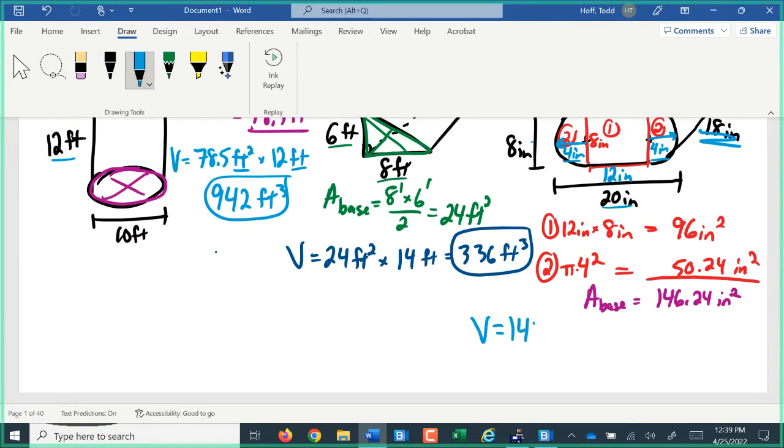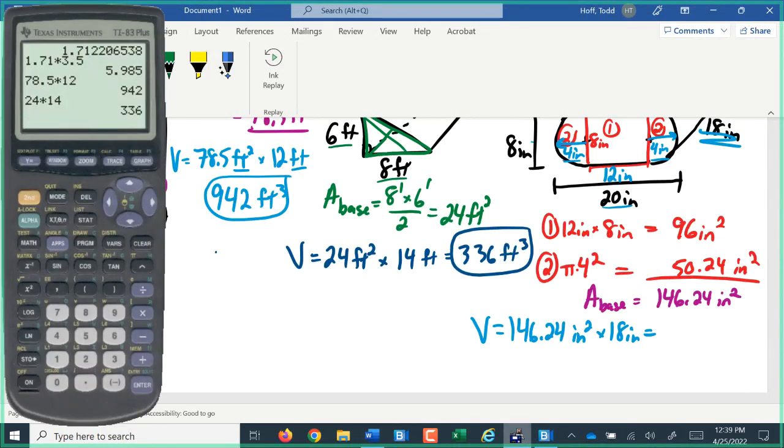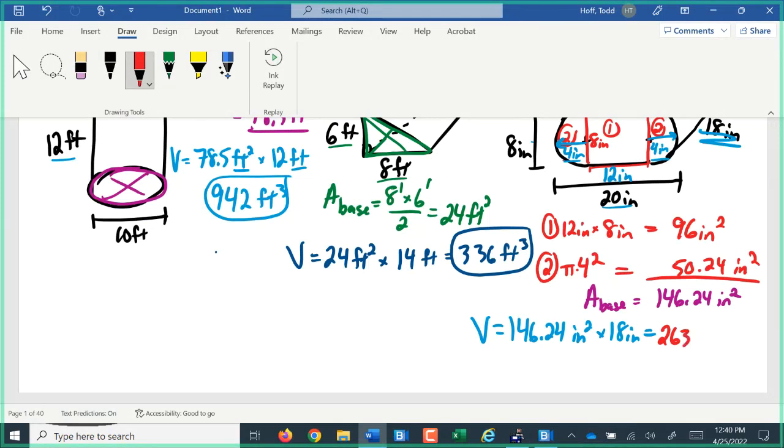Volume is 146.24 square inches times 18 inches, giving us 2,632.32 cubic inches of volume. What do you think?